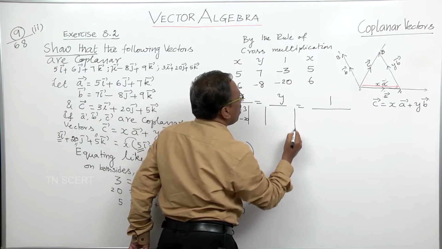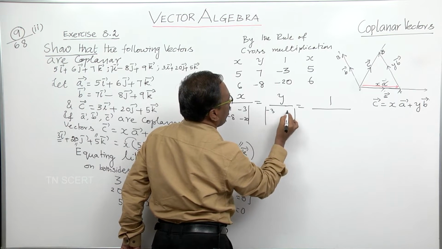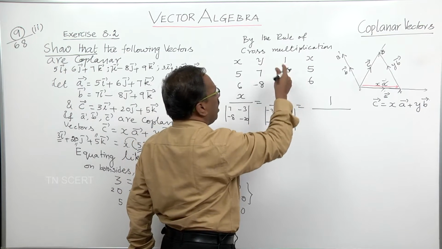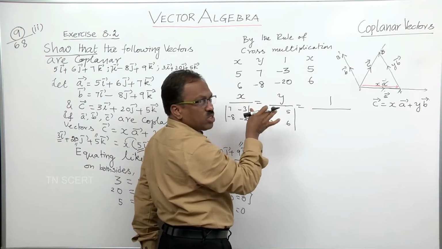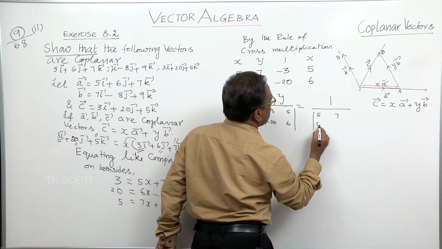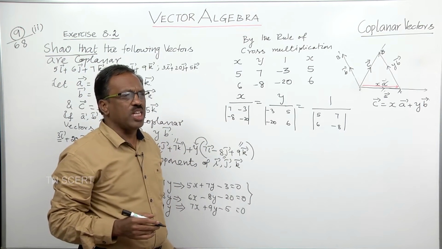Likewise, for y, we have to take negative 3, 5, negative 20 and then 6. And for the first one, leaving these 2, take the first 2. So, that means 5, 7, 6 minus 8. Likewise, I have taken the values for x, y.